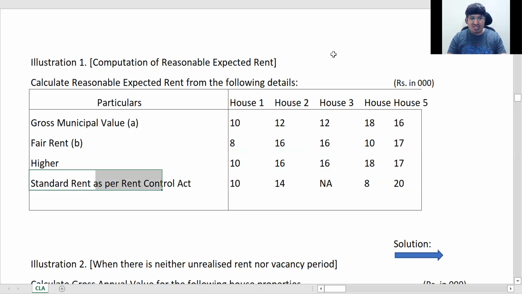Now we will put this standard rate below this here. And now we will do what? Lower. ठीक है, यहाँ पे हम लोअर करेंगे। अब ये दोनों का लोअर क्या है? 10 ही है ना, 10। इसका लोअर क्या है? 10, 14, 14, 16, 16, 8, 17. NA, you will not take as 0.